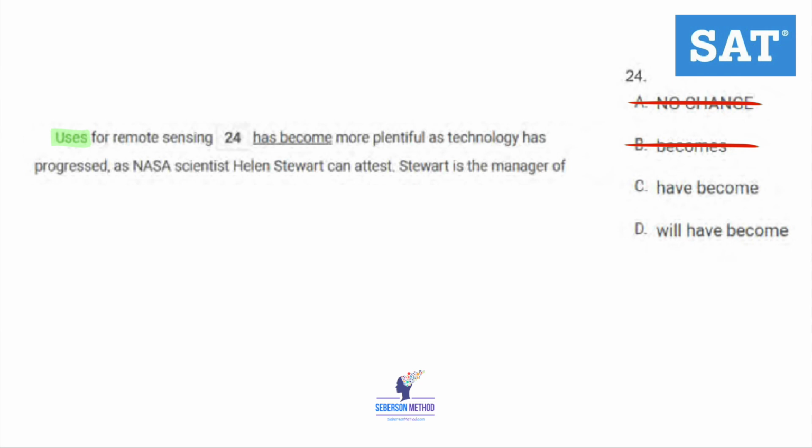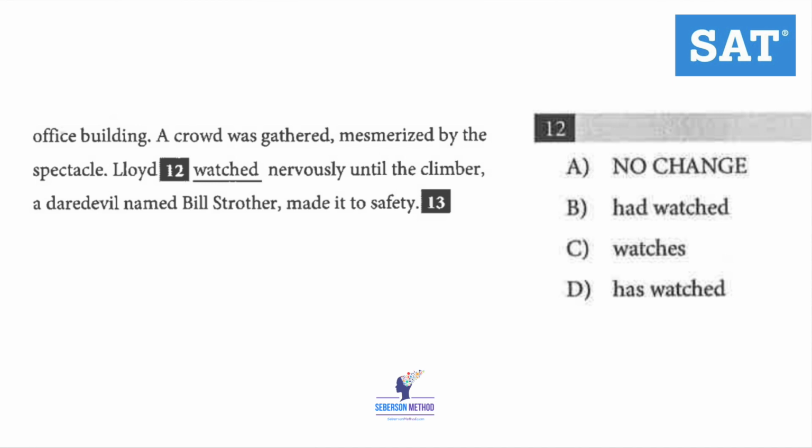Uses for remote sensing more plentiful as technology has progressed, as NASA scientist Helen Stewart can attest. Has progressed right here is pointing to the fact that this is something that has already happened. Therefore, the answer choice is C and not D. One more example for you guys.